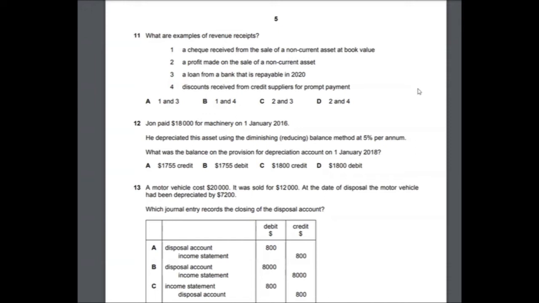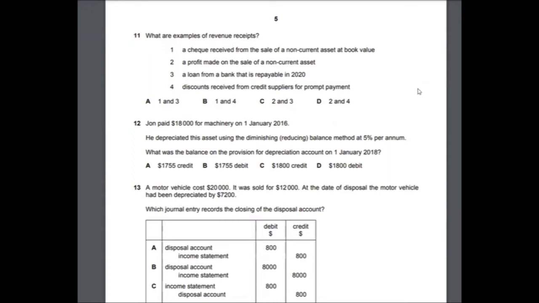Multiple choice 12. John paid $18,000 for machinery on 1st January 2016. He depreciated his asset using the reducing balance method at 5% per annum. What is the balance in the provision for depreciation account on 1st January 2018? This is a very simple question on depreciation. You just need to calculate the provision for depreciation account, or the accumulated depreciation, which is the total depreciation charged from 2016 until 2018.